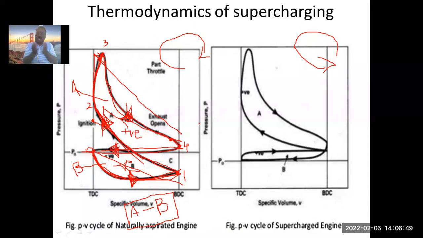Because we take atmospheric air and pressurize it. What happens to the pressure of the air? It goes above atmospheric. So you can see now we are introducing the air above atmospheric pressure.